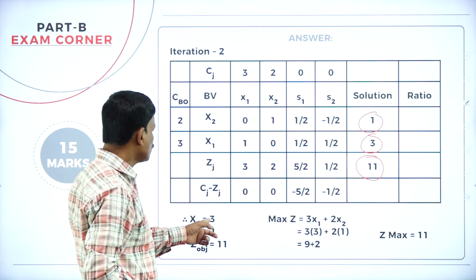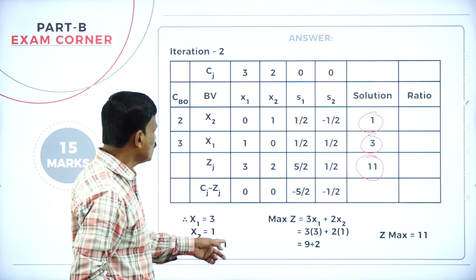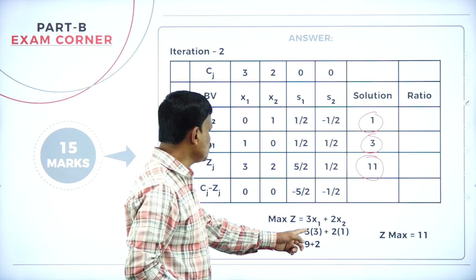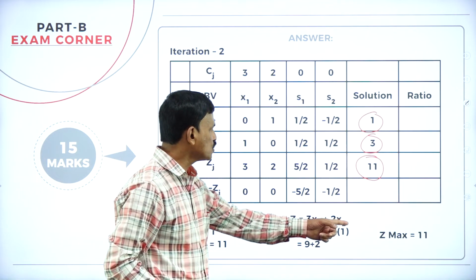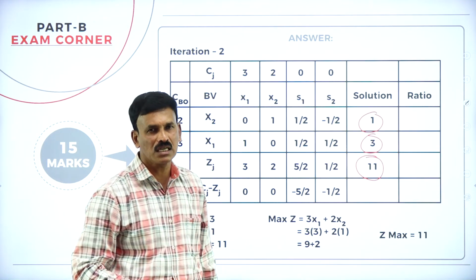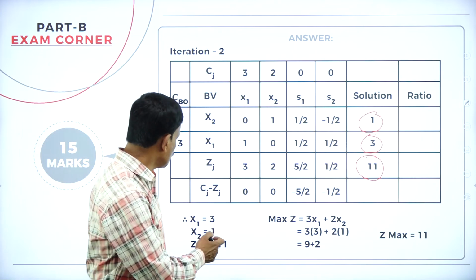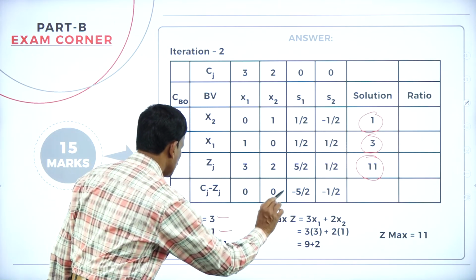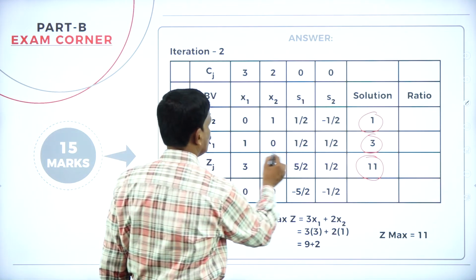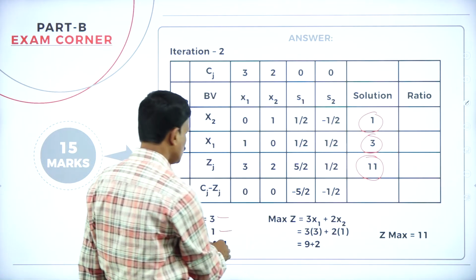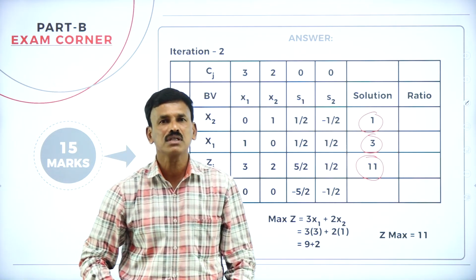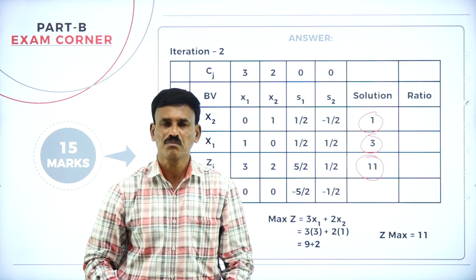So x1 is equal to 3 and x2 is equal to 1. Substitute here in the objective function. Max z is equal to 3x1 plus 2x2. 3 into 3 plus 2 into 1, that is 9 plus 2 is equal to 11. So the maximum value is 11 at x1 is equal to 3 and x2 is equal to 1. This is how we are going to solve the problem using the simplex method.